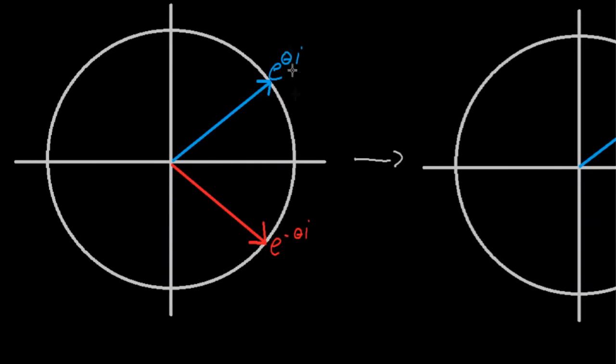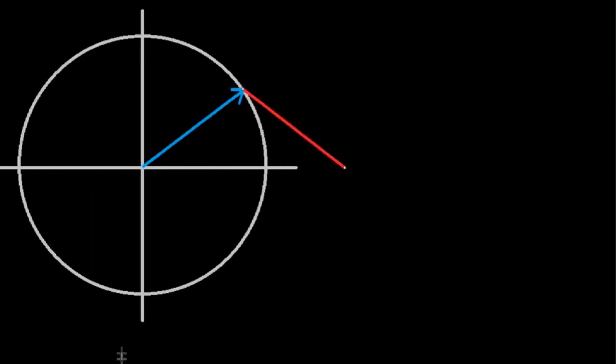So we'll add e to the theta i to negative e to the negative theta i. And negative e to the negative theta i is just whatever number is 180 degrees apart from e to the negative theta i. Right? Because if you multiply by negative 1, that's just walking 180 degrees anti-clockwise. So we'll walk 180 degrees anti-clockwise here. If we rotate this 180 degrees, it would end up somewhere around here.